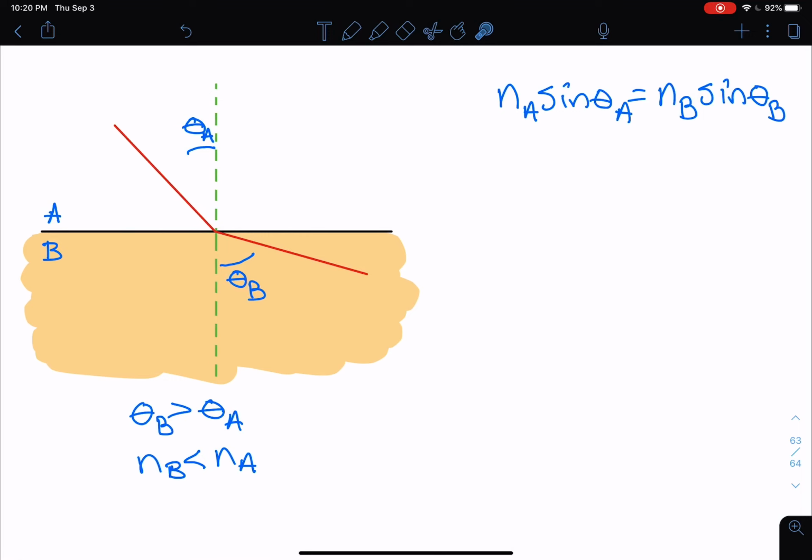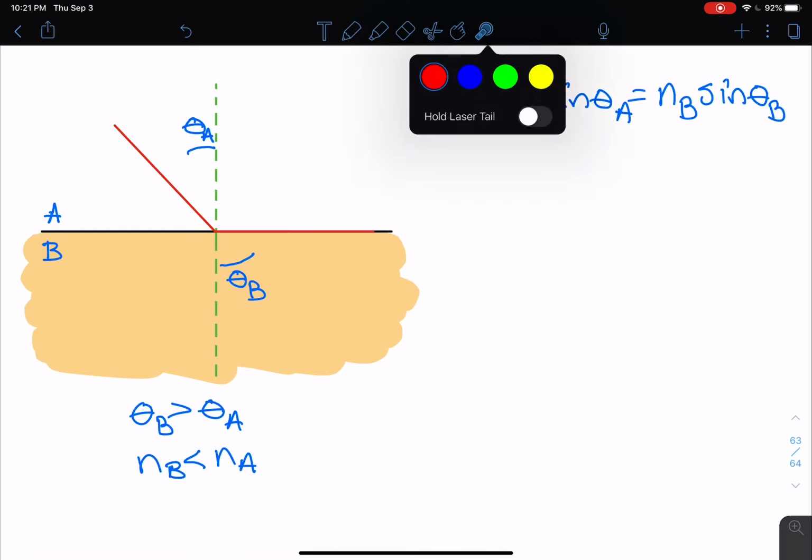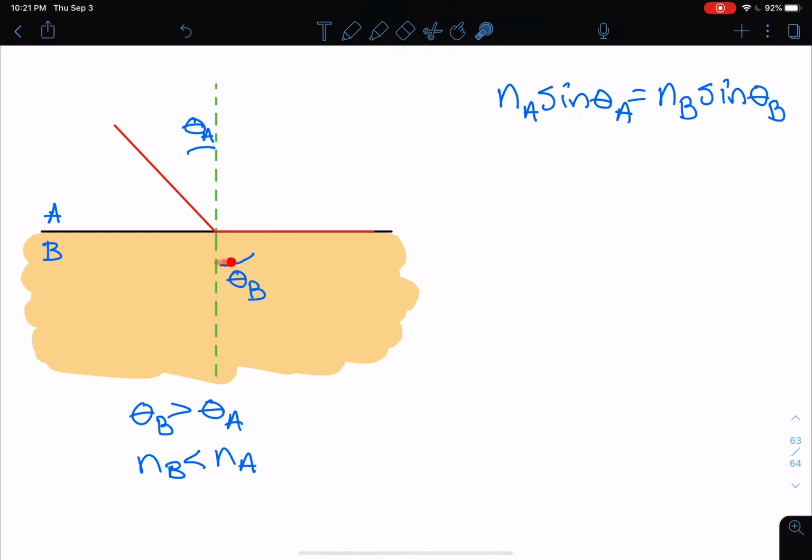Well, if I keep increasing this angle, and again, that's the angle relative to the normal, eventually I'm going to get to a point where this angle is right along the interface. So we've got, relative to the normal, a 90-degree angle. Well, at 90 degrees, the sine of 90 is 1, so that means the right side just becomes n b.